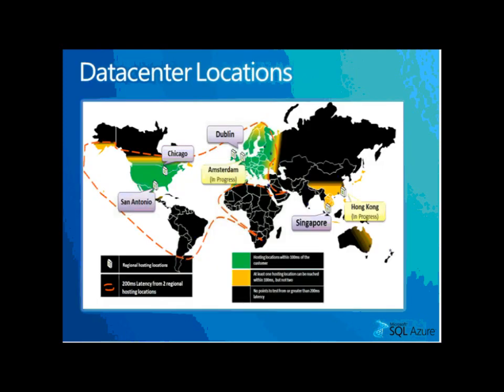So we have data centers currently in 6 locations. They're shown here on the slide: Chicago, San Antonio, Dublin, Amsterdam, Singapore, and Hong Kong.